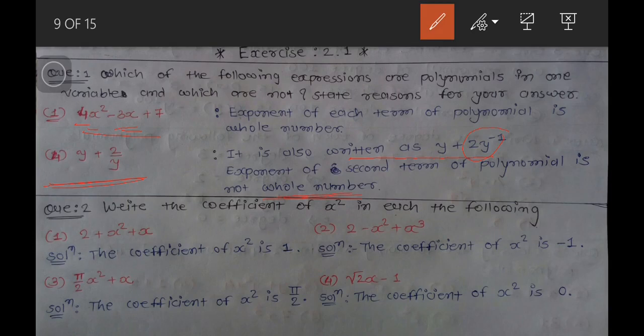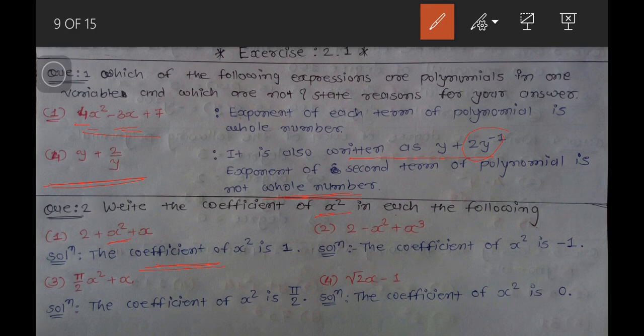Now we will go to the next question. Here given question 2: write the coefficient of x raised to 2 in each of the following examples. So here the first example, 2 plus x square plus x. We find the coefficient of x square. Here you can see in this polynomial the second term, x square, the coefficient of x square is 1.